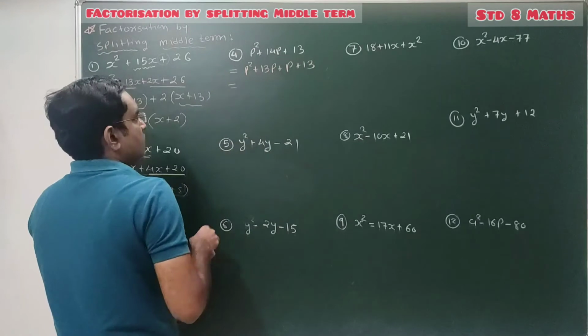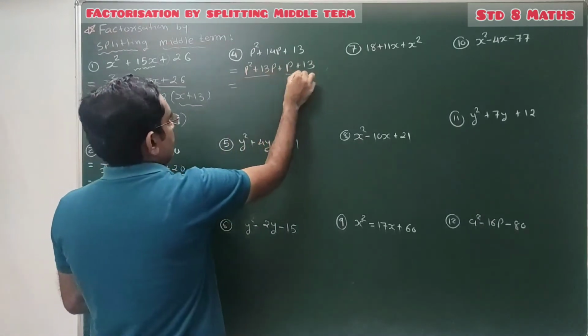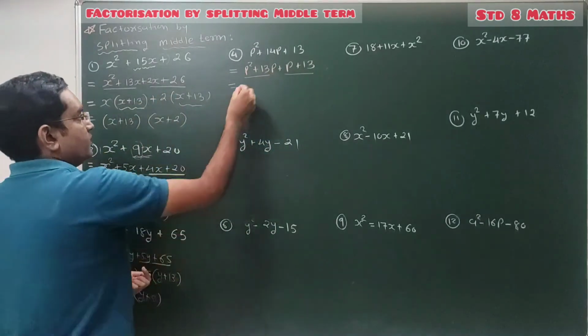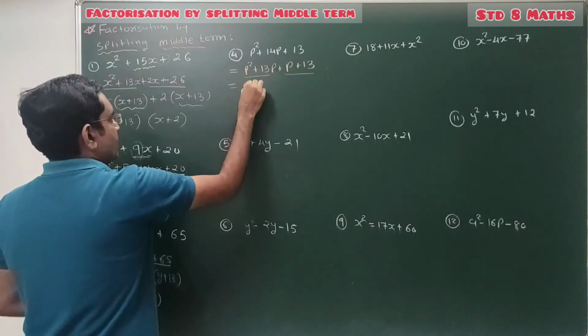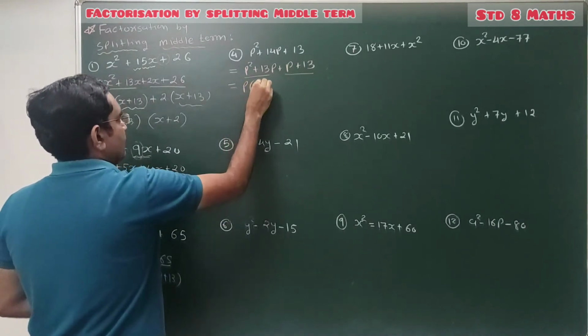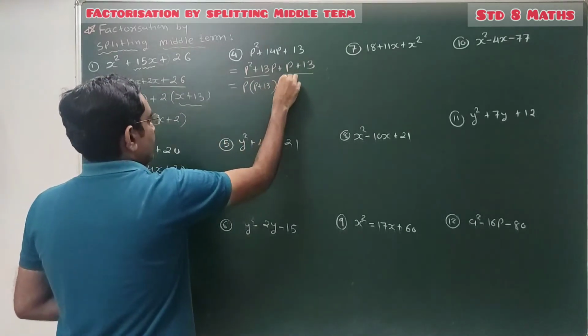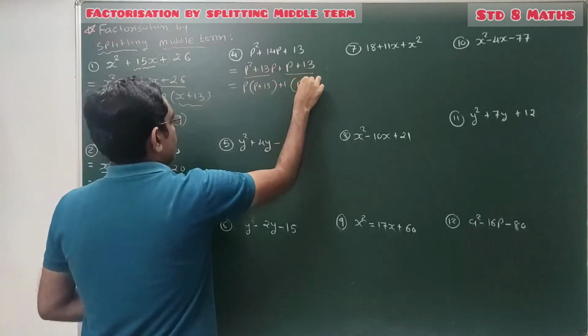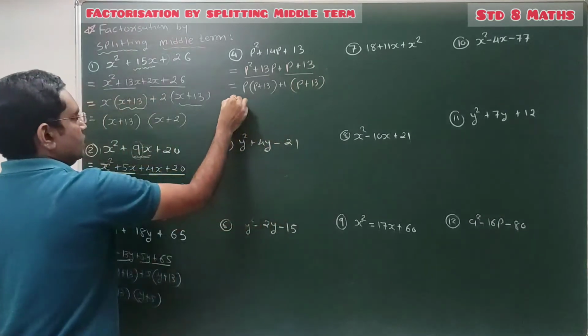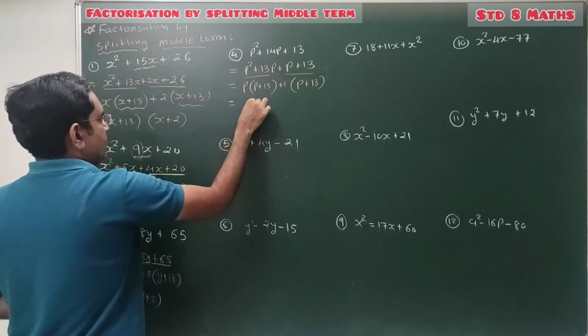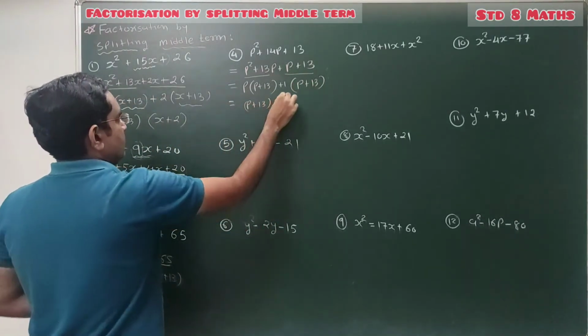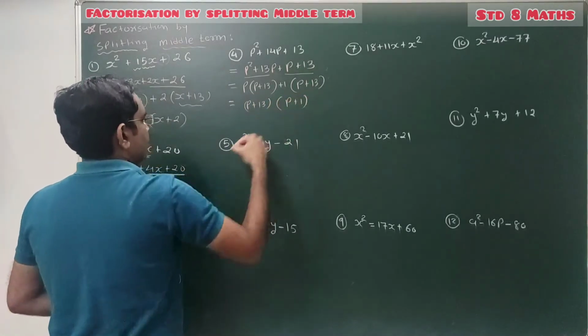So now this one is first group, this is second group. So from the first group we can take p as a common. So remaining terms are p plus 13. From the last two terms we can take 1 as a common. So it's p plus 13. So here you can take this p plus 13 as a common. Remaining terms are p plus 1.